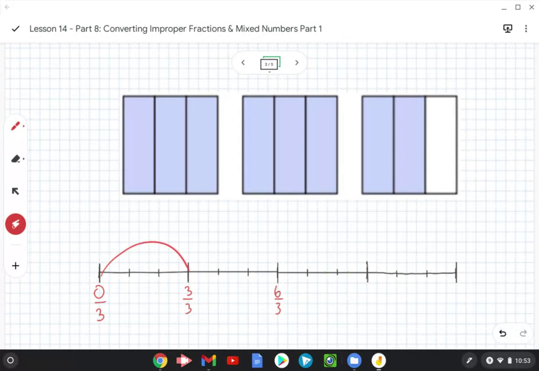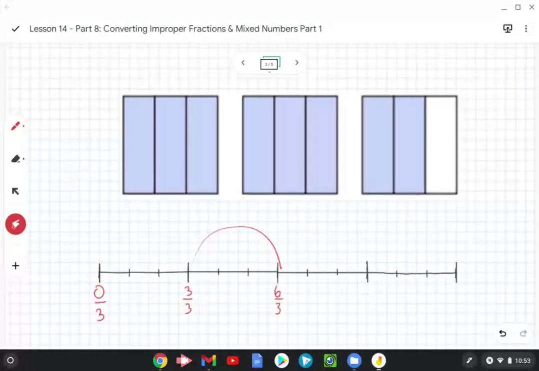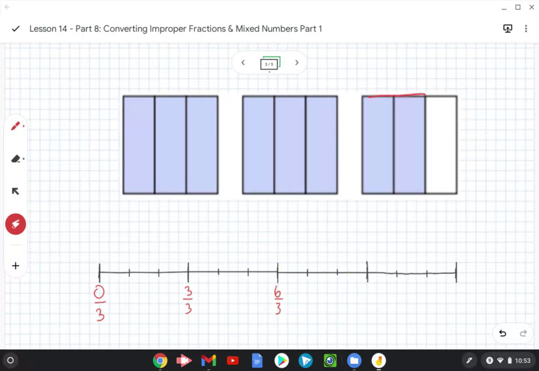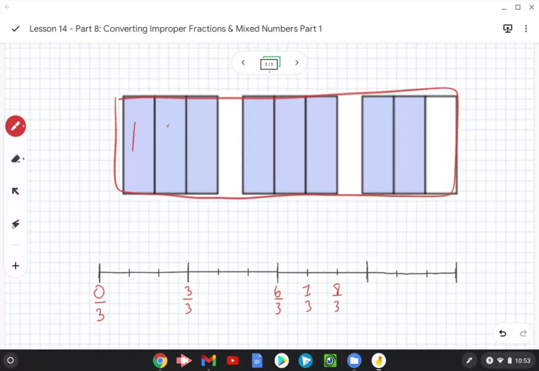So we've gone 1 whole. That's 1 whole plus 2 wholes. And now we have 2 more thirds. We have thirds 7 and 8. So we have 7 thirds and then 8 thirds. And 8 thirds is the amount of thirds that are in this entire drawing. 1/3, 2/3, 3/3, 4/3, 5/3, 6/3, 7/3, and 8/3.